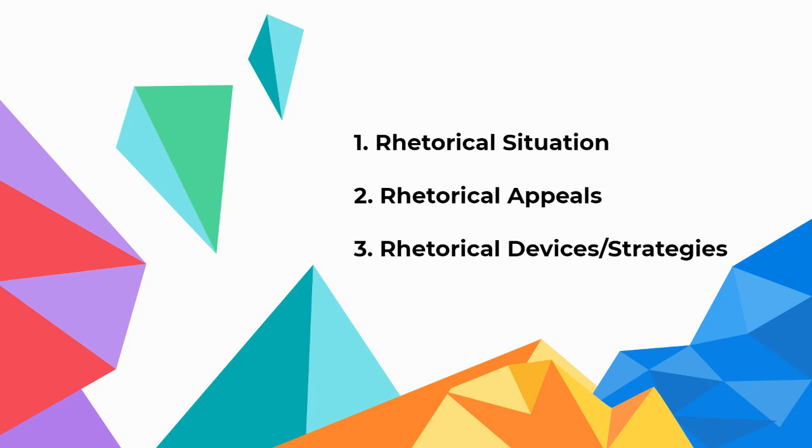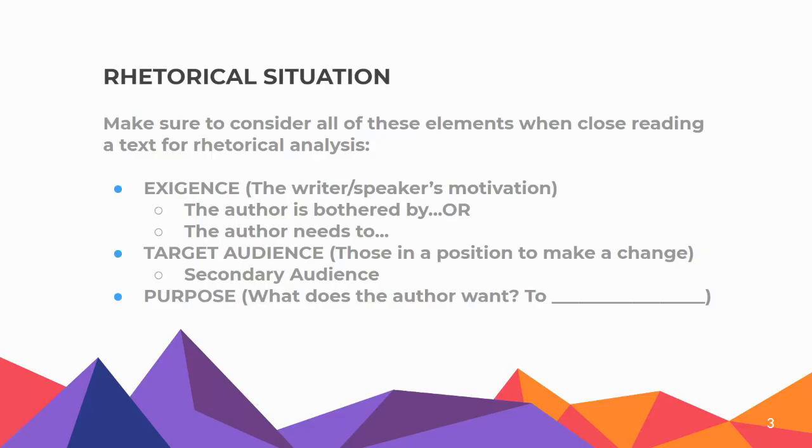So there are three things you want to think about when you're reading the piece for the rhetorical analysis: the rhetorical situation, rhetorical appeals, and then the rhetorical devices and strategies that create those appeals. Okay, so I'm going to take you through each one of these.